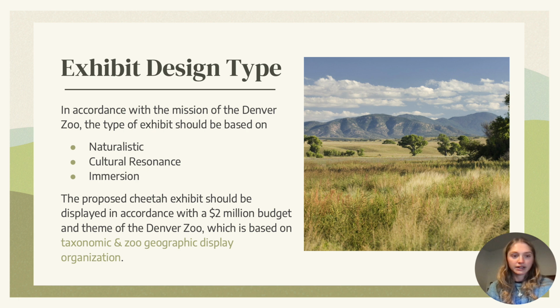So for the exhibit design type, we want this to follow in accordance with the mission of the Denver Zoo, which is based primarily on conservation and education. So we want the type of the exhibit to be based in three particular attributes, those being naturalism, cultural resonance, and immersion. So for naturalism, we want this exhibit to look pretty similar to the one that's pictured in this image here. There's lots of vegetation being primarily grass. There's a couple of trees, which we mentioned earlier are sparse in their natural environment, and then there's a little bit of variation in the elevation as well.